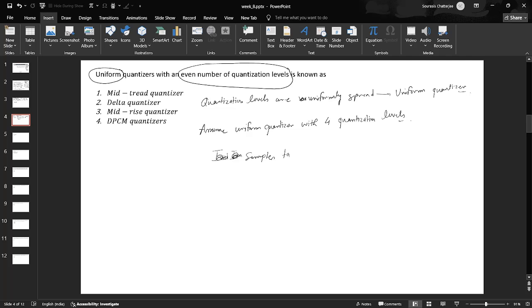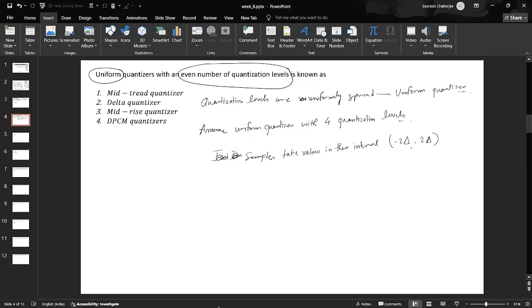Let's say the samples take values in the interval -2 delta to 2 delta. So your sample never takes a value outside of this interval. That means these are the max and min values of whatever original analog signal you are sampling from. Those are the maximum and minimum values.